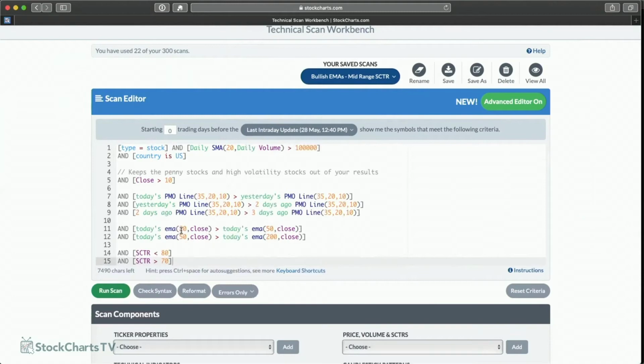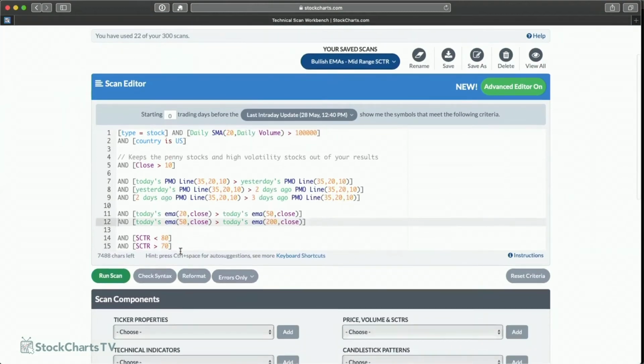This tells me I want the 20 above the 50, above the 200, so I want a positive setup of the EMAs. This would be another place where I could expand my results by commenting out, for example, the 50-day being above the 200-day. I can just take that out. And then I'm looking for a SCTR between 70 and 80. I want one that's on the rise, that's in that mid-range, but has room to become even stronger.